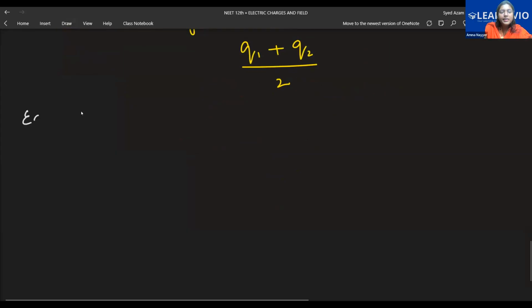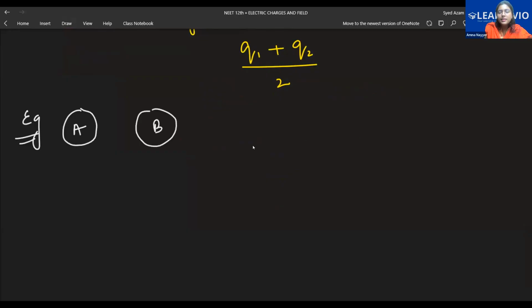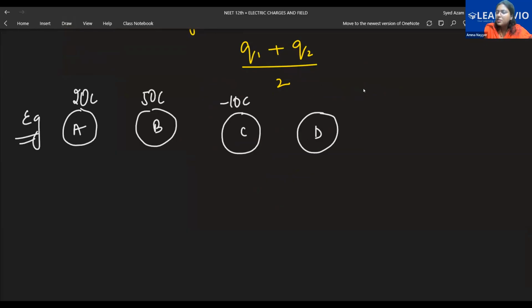This example says there are 4 spheres. This is A, this is B, this is C, and this is having the sphere D. This has the charge 20 coulomb. This has the charge 50 coulomb. This has the charge minus 10 coulomb, and this is chargeless.